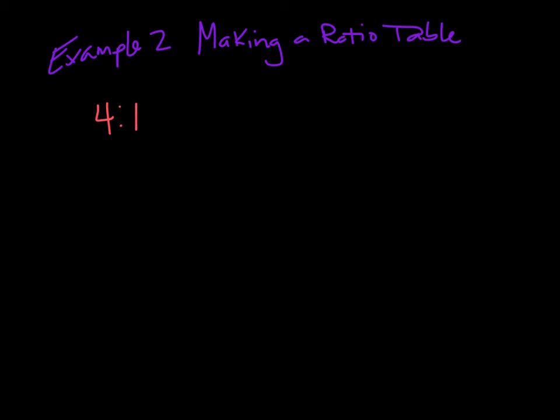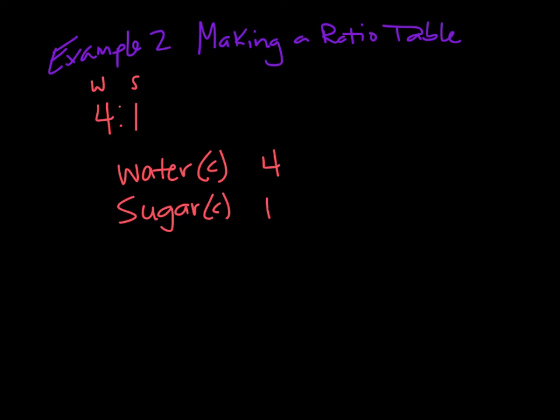So we have a 4 to 1 ratio of water and sugar. So this is our water, this is our sugar. Now we need to set up a ratio table to solve this. The first thing I'm going to do is, we have water that we're dealing with, and the water is in cups. So I'm just going to put in parentheses C for cups. And then we have sugar, which is also in cups, because we have 4 cups of water to every 1 cup of sugar.